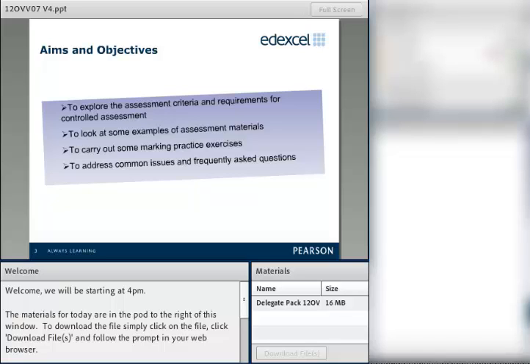Okay, so I'm going to explore the assessment criteria. I'm going to look at some examples of assessment materials. We're going to carry out some marking practice exercises, and then we will look at common issues and frequently asked questions. So I hope that makes sense and it's what you wanted to do today.